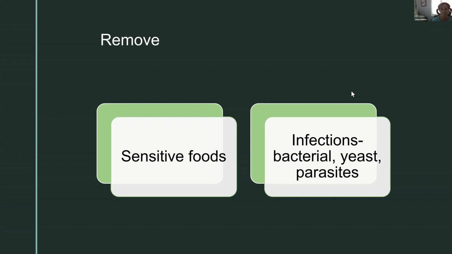We also remove infections. So based on the result, if they have bacterial overgrowth, I will probably use natural antimicrobials to get this removed from their gut. If there is presence of candida or yeast or parasites, then we follow those treatment protocols. So basically, we want to get rid of what should not be present and what should not be causing inflammation in the gut.